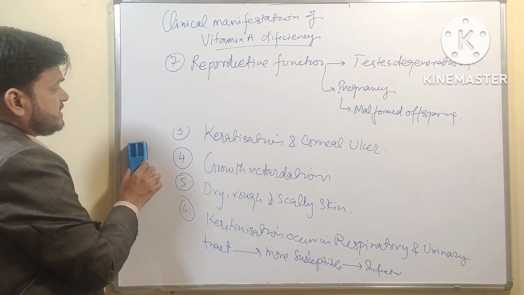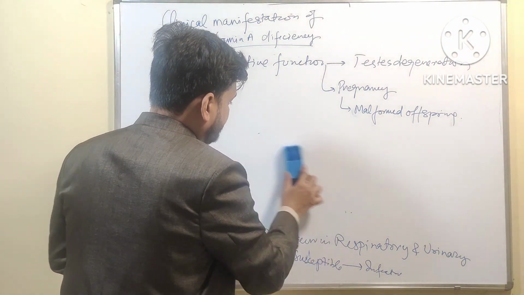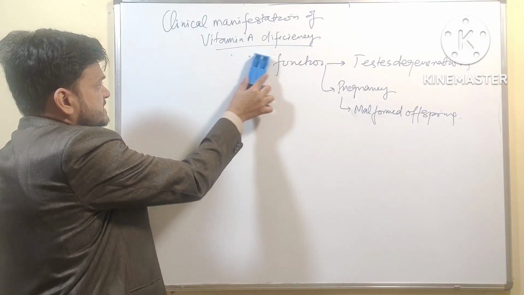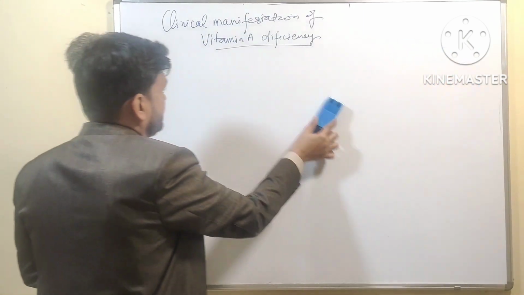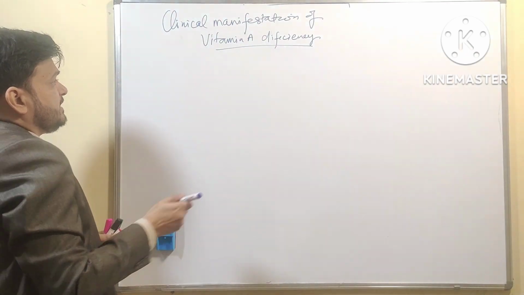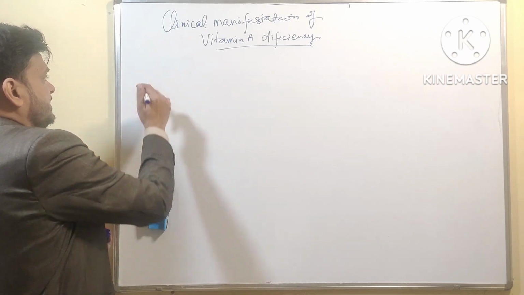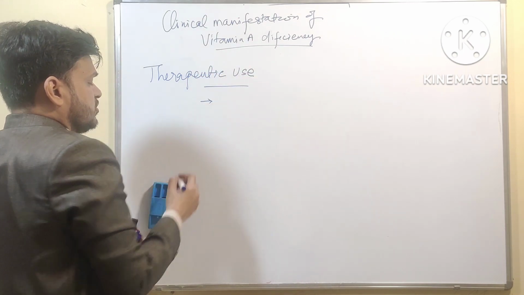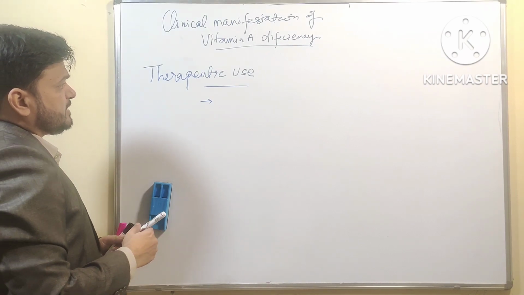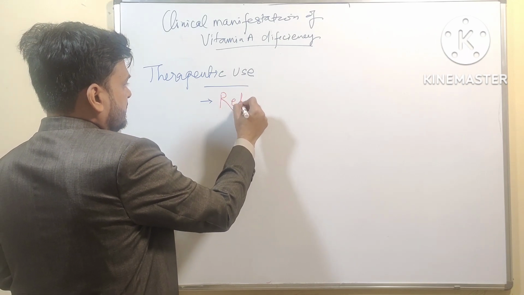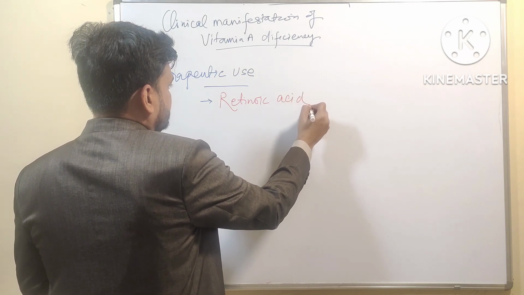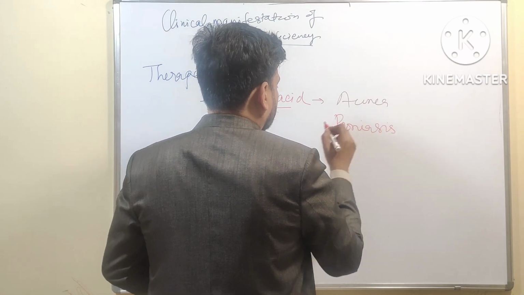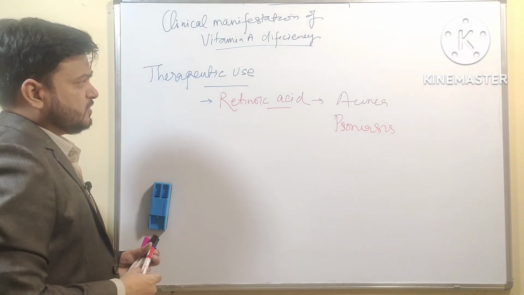Now, very commonly used therapeutic use, what are the therapeutic uses of retinoic acid? We all know that it is used in skin disorders, especially acne and psoriasis. Retinoids, therapeutic use of vitamin A. The most common form of vitamin A used in treatment is retinoic acid, used commonly in acne and psoriasis, right?